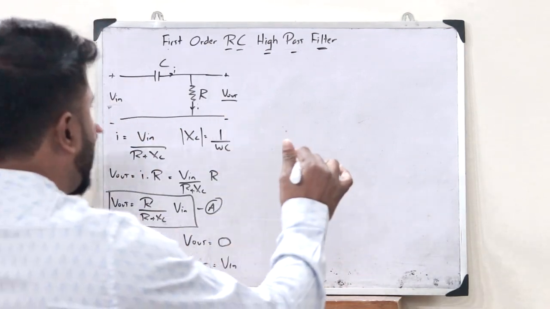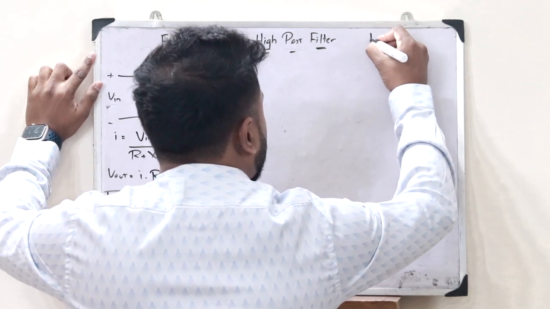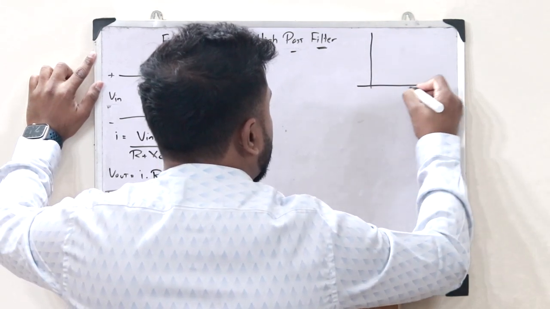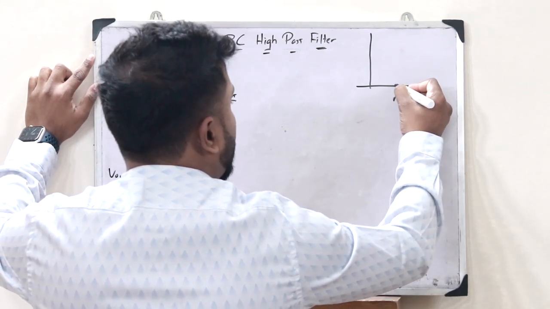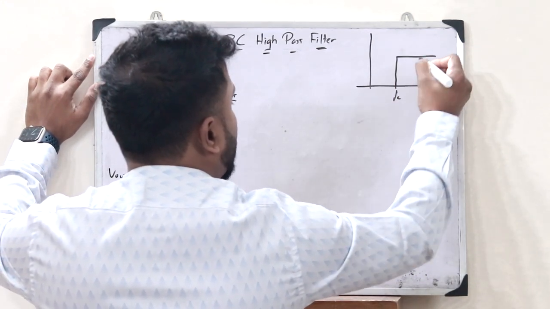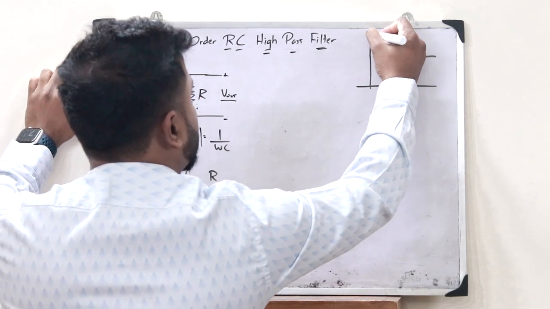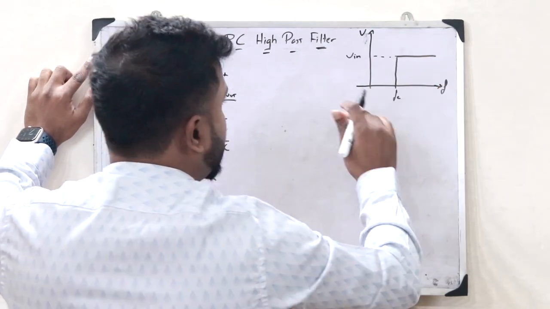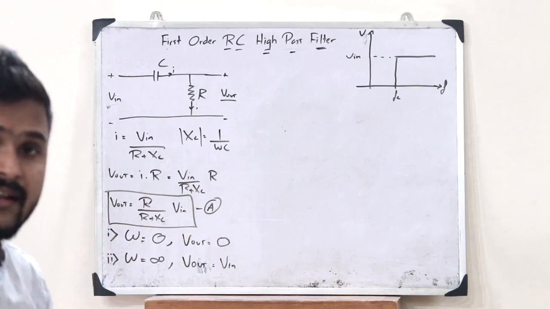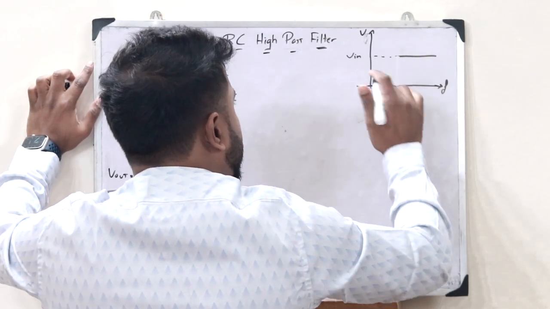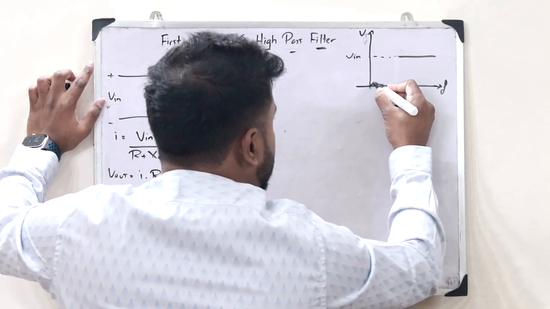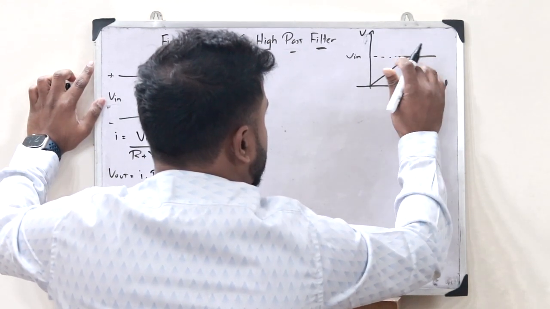But in the case of an actual high-pass filter, if we draw the frequency response, it would look something like this. Here, if this is the cutoff frequency fc, what we previously saw was that only after the cutoff frequency fc, it starts passing a particular signal. So this was in the case of an ideal high-pass filter, but in reality, this is not what we get. In reality, it slowly increases like this.